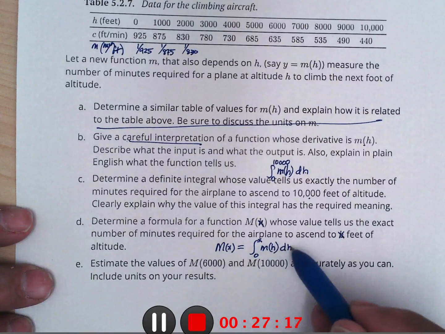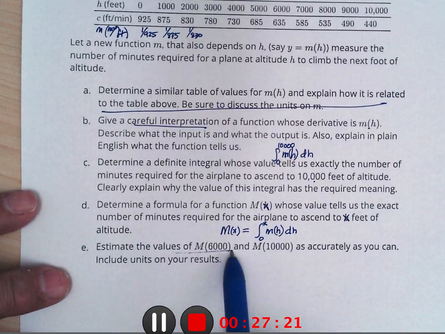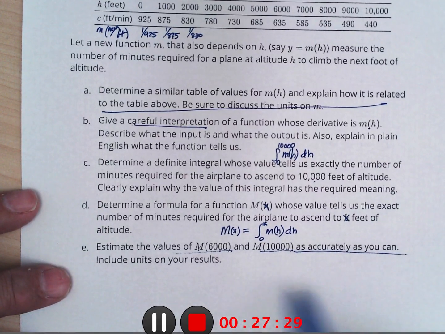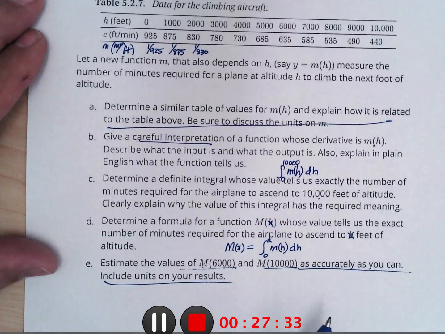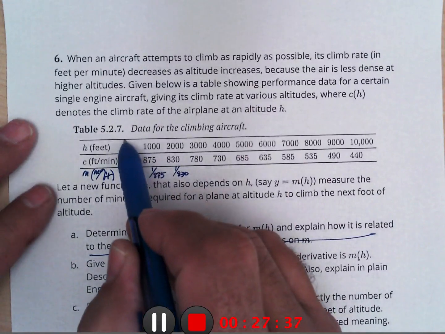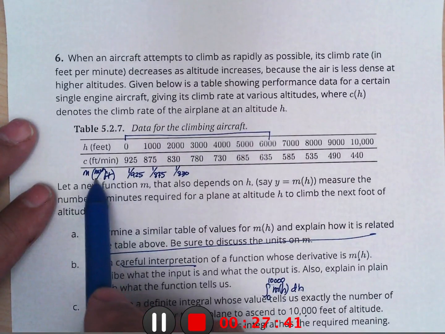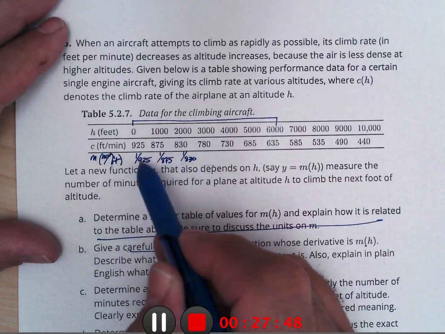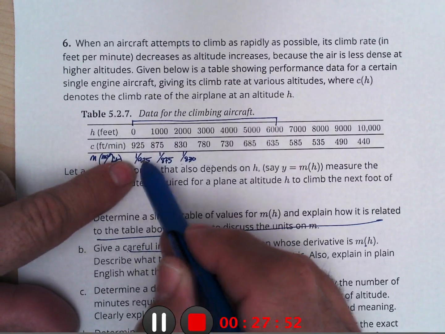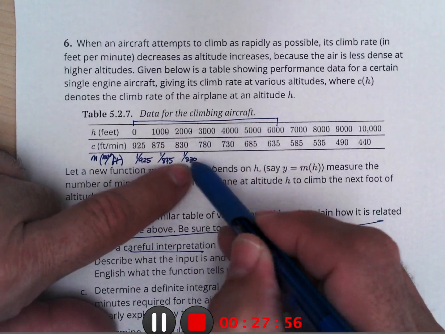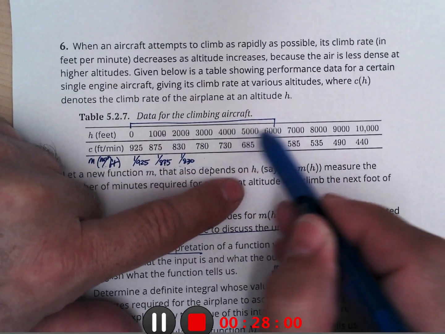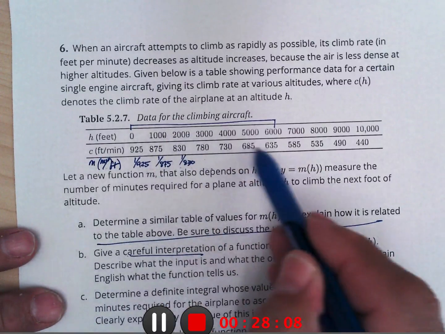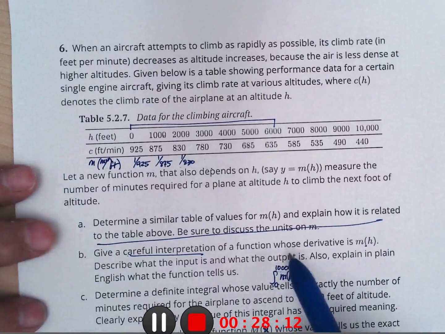Now it says estimate the values of capital M at 6,000 feet and 10,000 feet as accurately as you can. Well, I'm going to be roughly accurate. For 6,000 feet, that would be from here to here. I need to find the area under this curve. So I can do left-hand rectangles, 1,000 wide, using the left-hand value, 1,000 times this, 1,000 times this, and so on. Or I could do right-hand. But I think I'll do midpoint. It would be fewer calculations, and midpoint comes out pretty close.